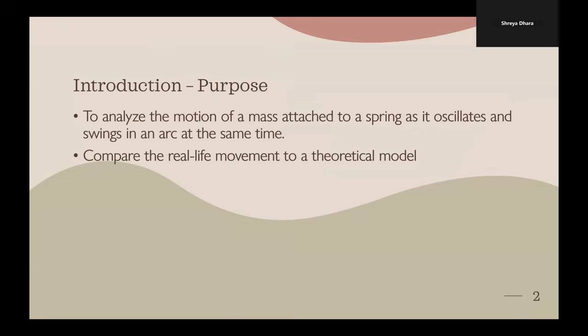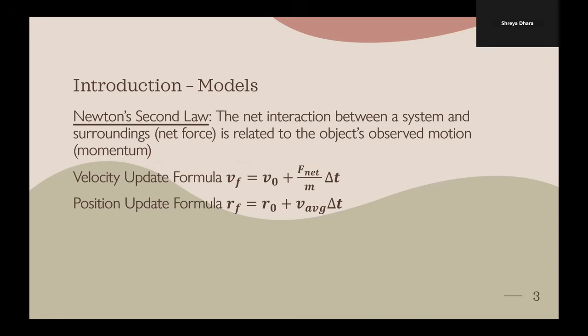So the purpose of this lab is to analyze the motion of an object, specifically a mass attached to a spring as it oscillates and swings in an arc at the same time. And then we wanted to compare the real-life movement of such an object to a theoretical model in GlowScript.